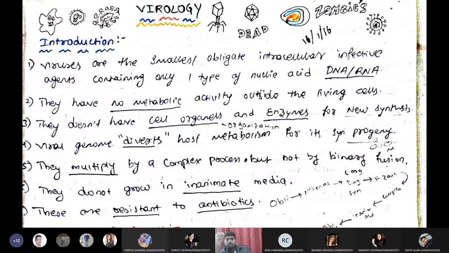I also gave another important point, that only one type of virus can infect one cell. No two viruses can infect the same cell. So this one also I said, a single cell cannot get infected by two viruses. Only one virus will infect the cell. So that you already remember.